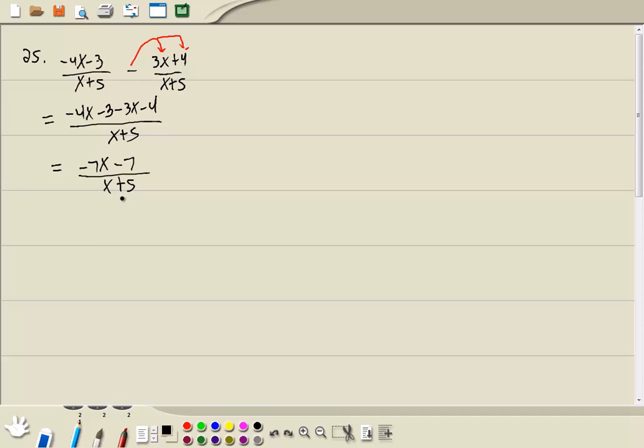Now always you try to simplify. And I notice on top I got a GCF, so I can factor that out. So I factor out a negative 7, and that gives me x plus 1. Nothing I can do with the bottom. After I get done factoring, I notice that I can't simplify it any further. So that would be our answer.